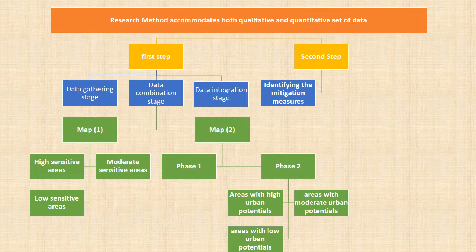Stage 2 is the data combination, where all the maps and data are populated to GIS. Then they are combined in one joint overlaid feature class, and two maps result from this stage. Map 1 is developed according to the literature review and categorized according to the following criteria: high sensitive areas, moderate sensitive areas, low sensitive areas.